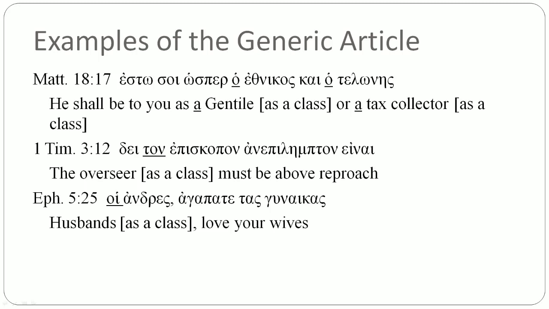We don't have a specific example of a tax collector here. No, this is talking about he shall be to you as a Gentile, and we're talking about the entire class of Gentiles or a tax collector. The class of tax collectors. So here's an example of, even though it's a definite article in Greek, ha, when you translate it into English, it's best to translate an indefinite article, which is now why we're calling this the generic article rather than the definite article.